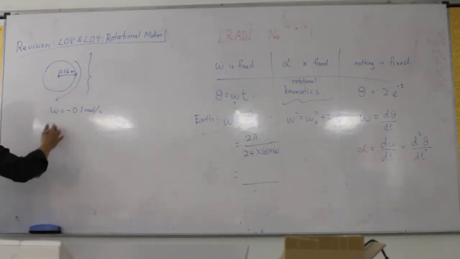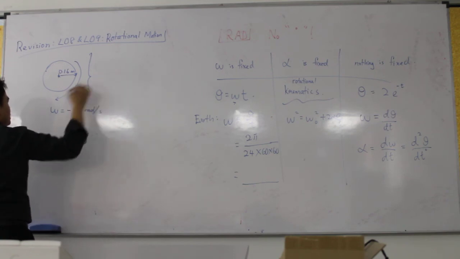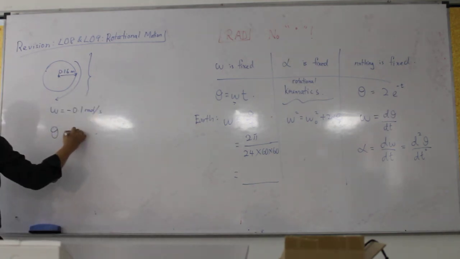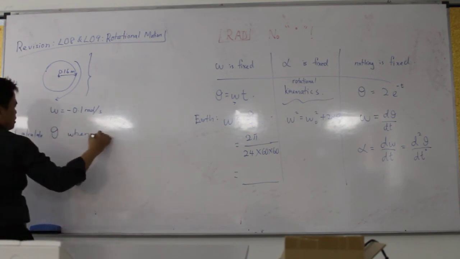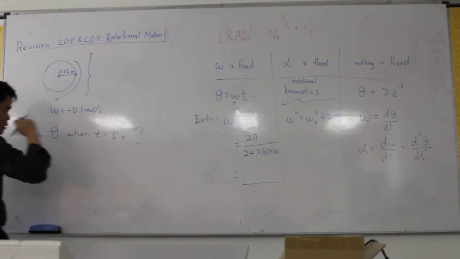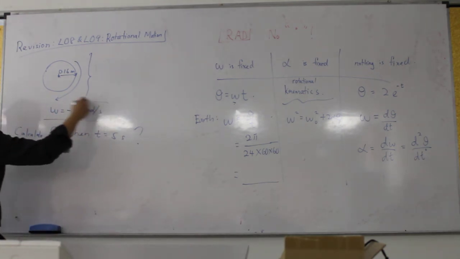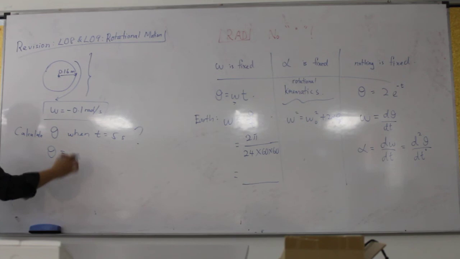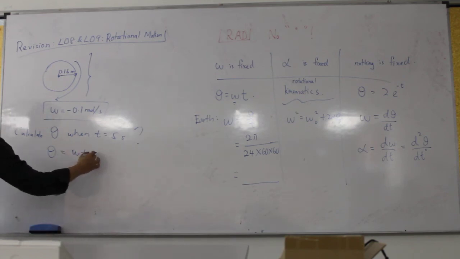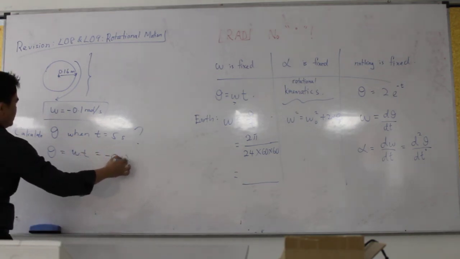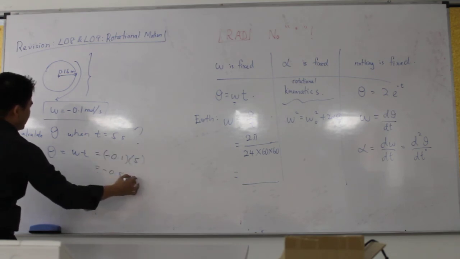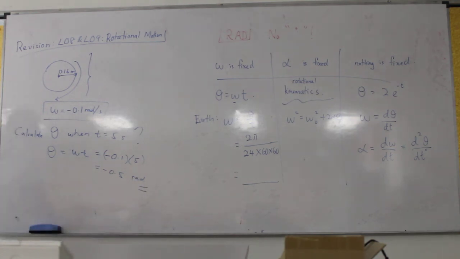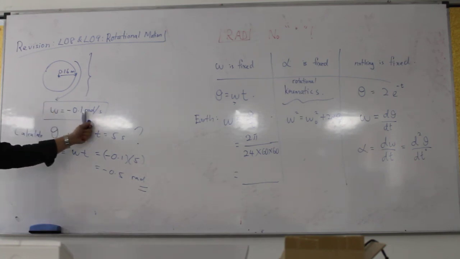And then it asks you to calculate the theta when t equals 5 seconds. So it's quite simple. When you see this one, the omega is fixed, then theta is just omega t, which is negative 0.1 times 5, equal to negative 0.5 radian. Okay, the unit is radian. If we give you degrees, please remember to change it to radian.